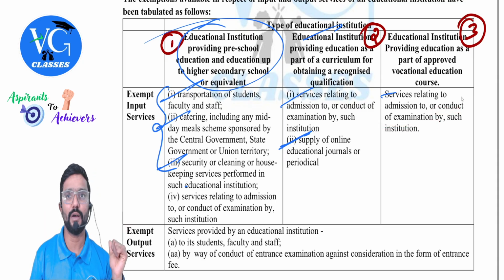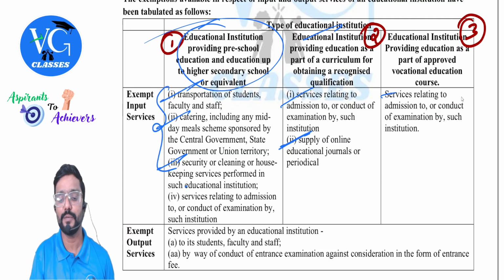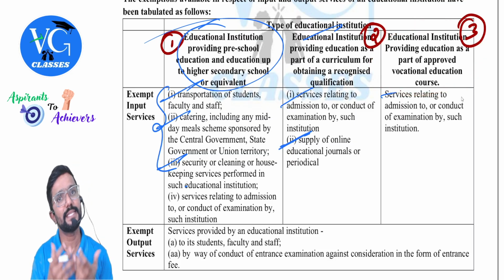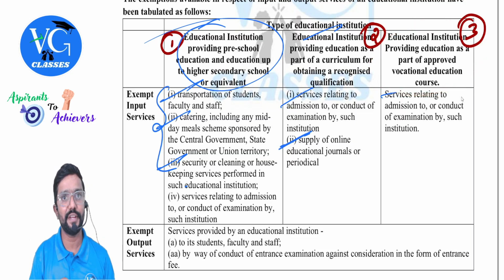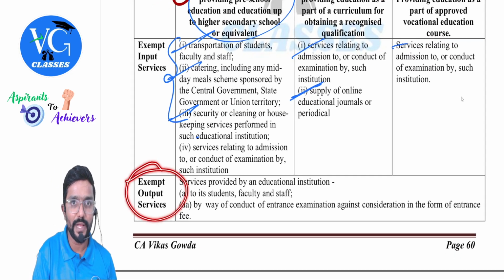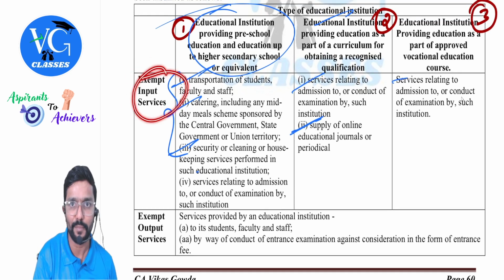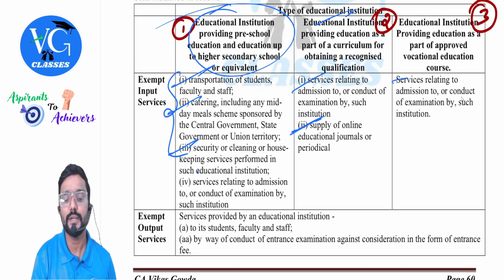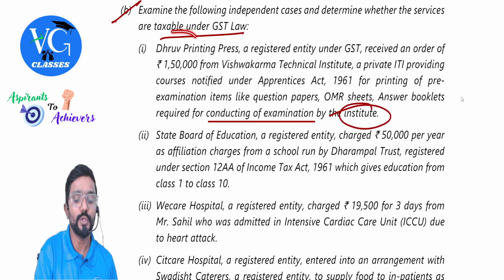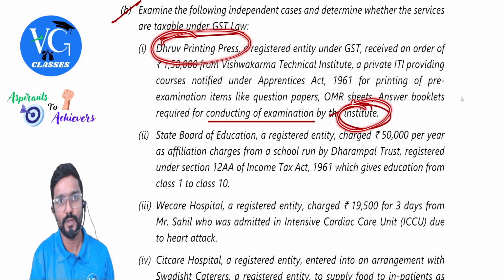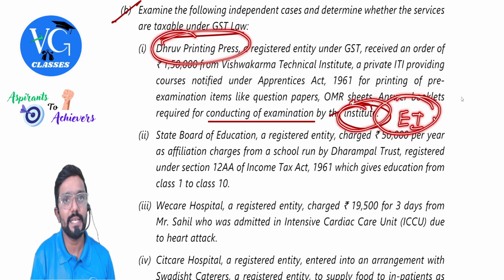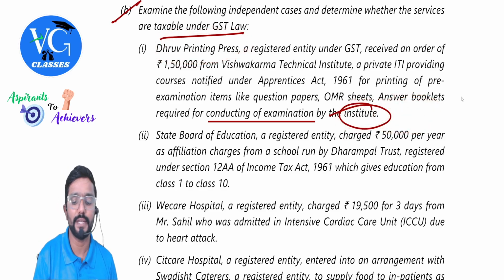So whatever we are discussing now is with respect to conduct of examination services provided to this institute. Is it exempt? Yes. And please be careful, for educational institutions they have given exemption for outward supply and inward supply also. What we are checking is inward supply. Clear? Why, sir? Because who is providing services to whom? The printing press to the institute. We are checking whether this is an educational institution. Yes. Are they the recipient or supplier? Recipient. So what supply would it be? Inward supply. Is it exempt? Yes, it is exempt.